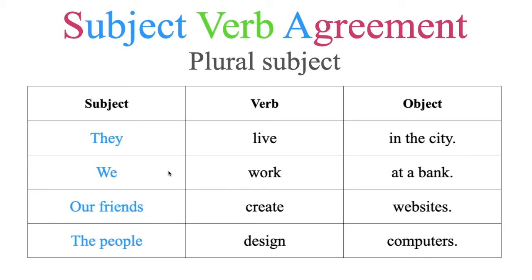Plural subjects means more than one. So they could mean 2 or 3 or 4. They could mean the people, the friends, the workers, for example. Same with we, our friends, and the people. When we use a plural subject, they, we, our friends, the people, we use a verb with no S. So they lives? No. We just want to put they live. We works? No. We just want to put we work. So this is the easy one. You don't need to put an S at all.